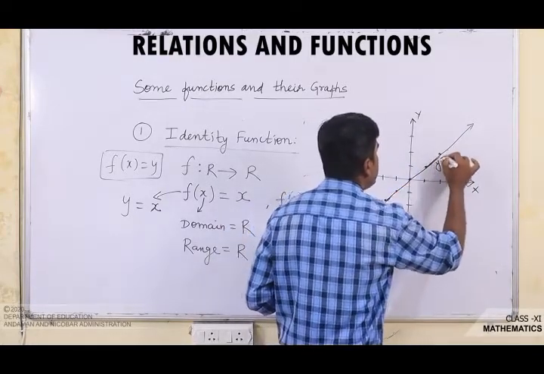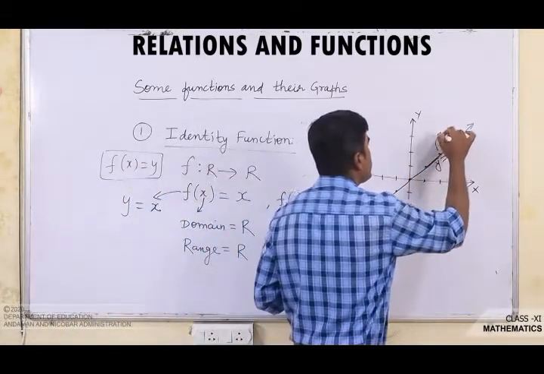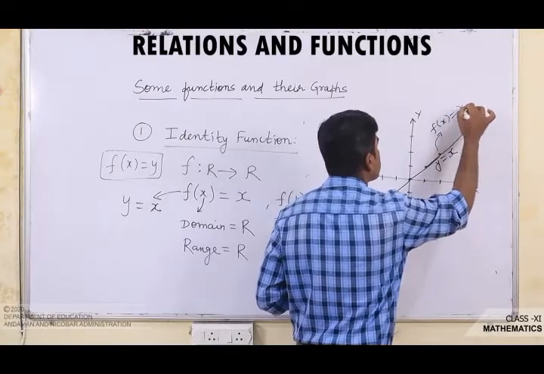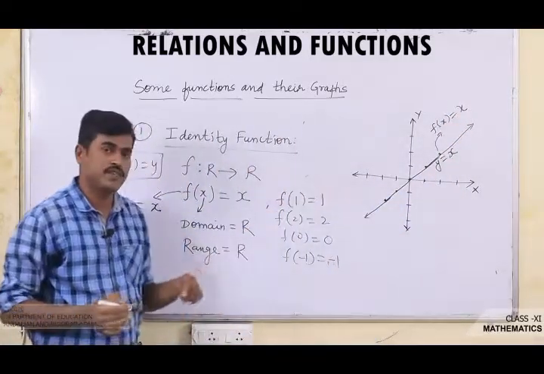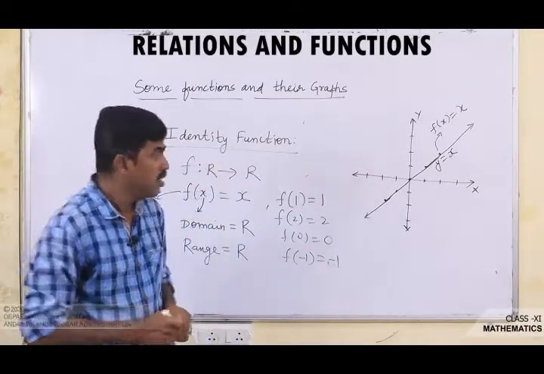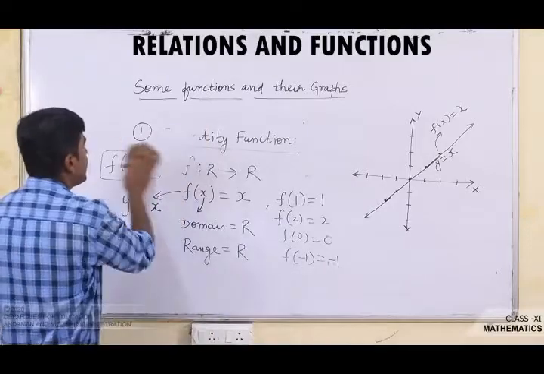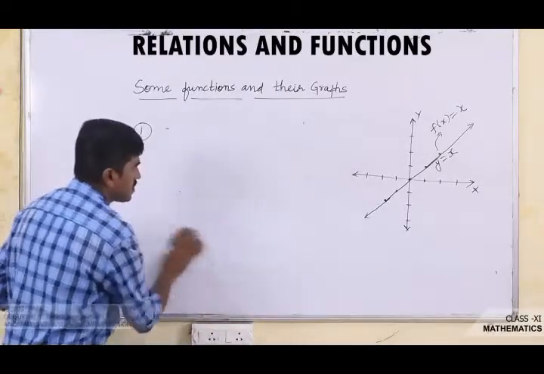So this line represents y = x, or it can also be written as f(x) = x. f(x) is nothing but y. So this is the graph of this function. It is a straight line passing through the origin. Clear? Now let's see the next function, that is the constant function.